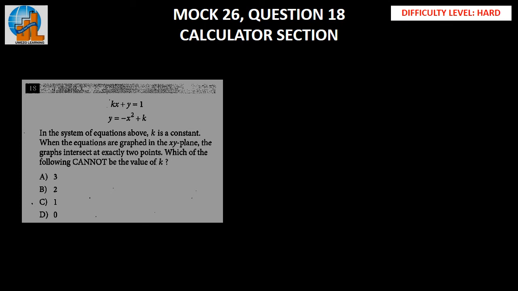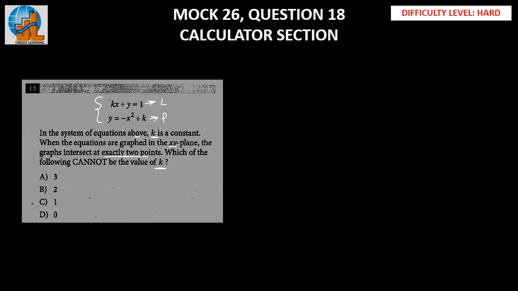In the system of equations above, k is a constant. So these are the two equations that have been given to us, and we know the first equation is the equation of a line and the second is the equation of a parabola. And when these two equations are graphed in the xy plane, the graph intersects at exactly 2 points. And we need to find out which of the following cannot be the value of k.